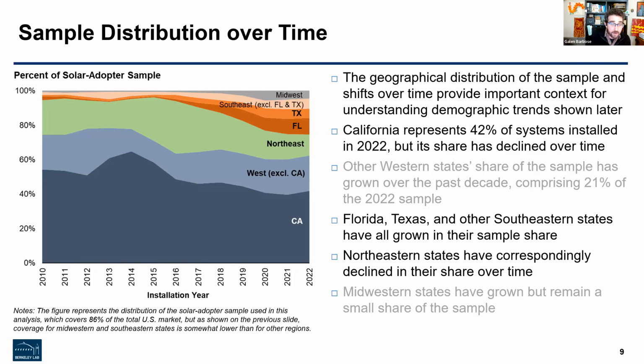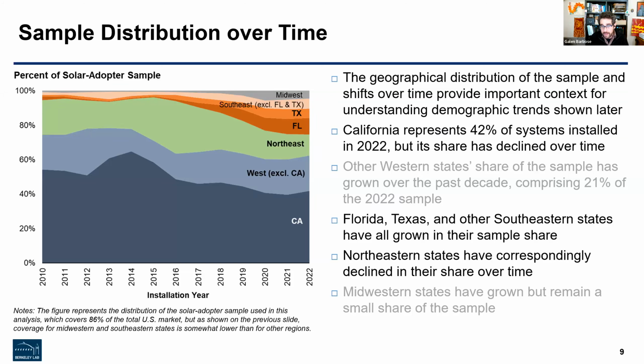And then here we show how the geographical distribution of our sample has changed over time. And this is important because some of the later trends that we show, the temporal trends, are driven to some extent by the geographical shifts in the US residential PV market, which are then in turn expressed or represented within our data sample.